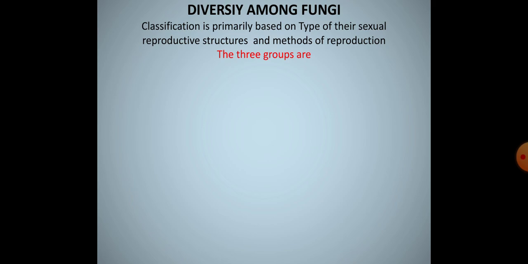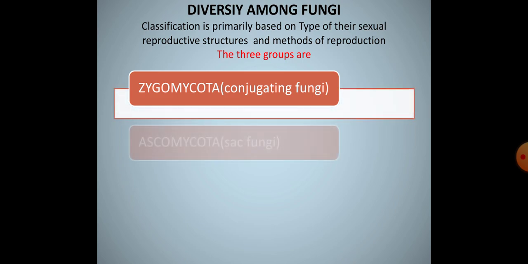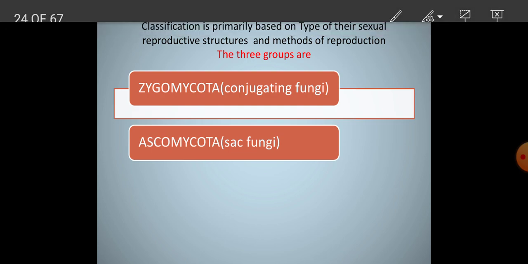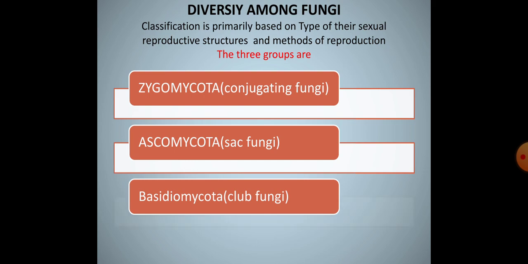Now about the diversity among fungi. Classification of fungi is primarily based on the type of their sexual reproductive structures and methods of reproduction. The three groups are Zygomycota, called conjugating fungi, Ascomycota or sac fungi, and Basidiomycota or club fungi. The naming of these three groups is based on their types of spores or spore producing bodies.